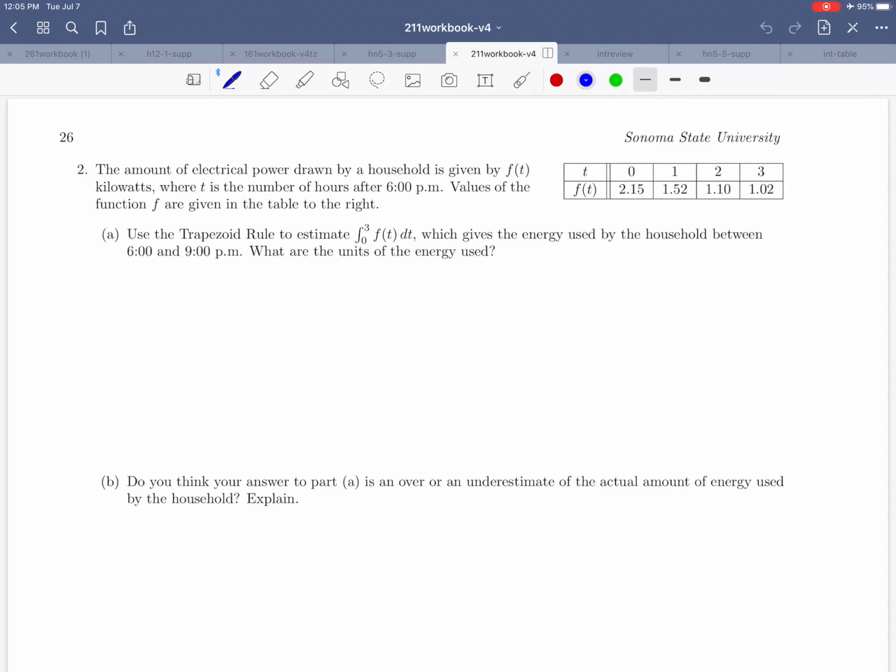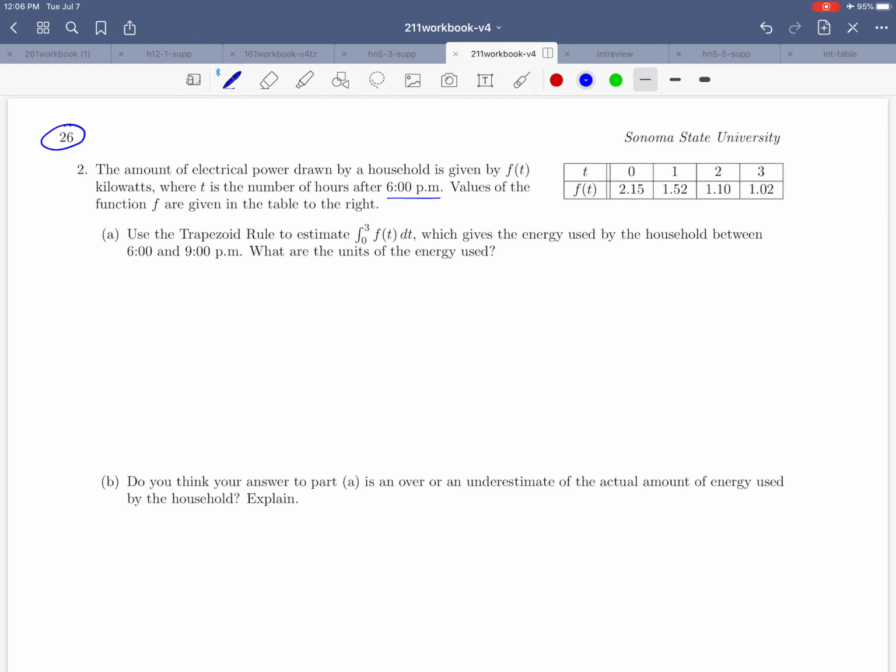Hello everybody and welcome to exercise 2 on page 26 of the workbook. And let's read this question together here. So they're telling us the amount of electrical power drawn by a household is given by F of t kilowatts, where t is the number of hours after 6 p.m. So we're thinking of 6 o'clock p.m. as representing the time t equals 0 in our problem.